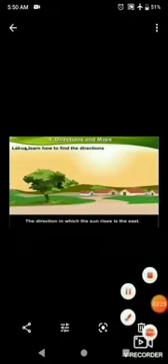The direction in which the sun rises is the east, and the direction in which the sun sets is the west. East and west are opposite to each other. If we stand facing east, the west is behind us at that time. The north is to our left and the south is to our right.